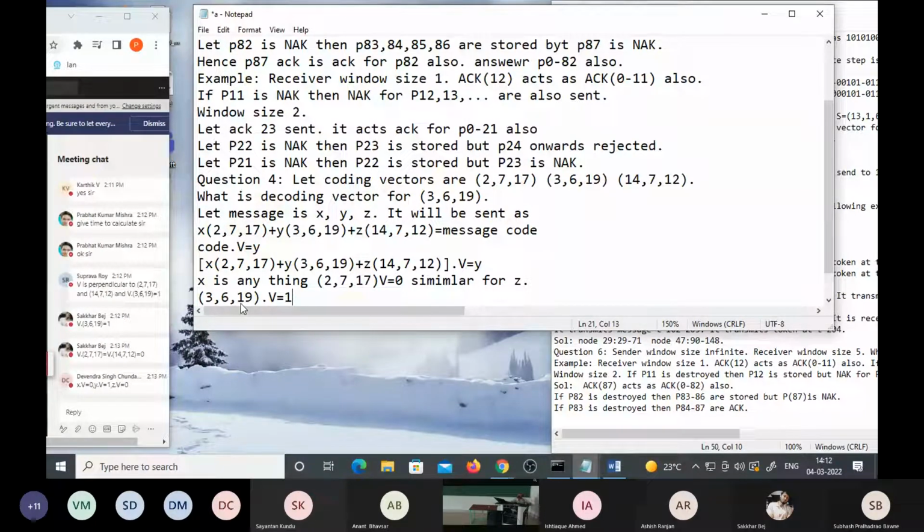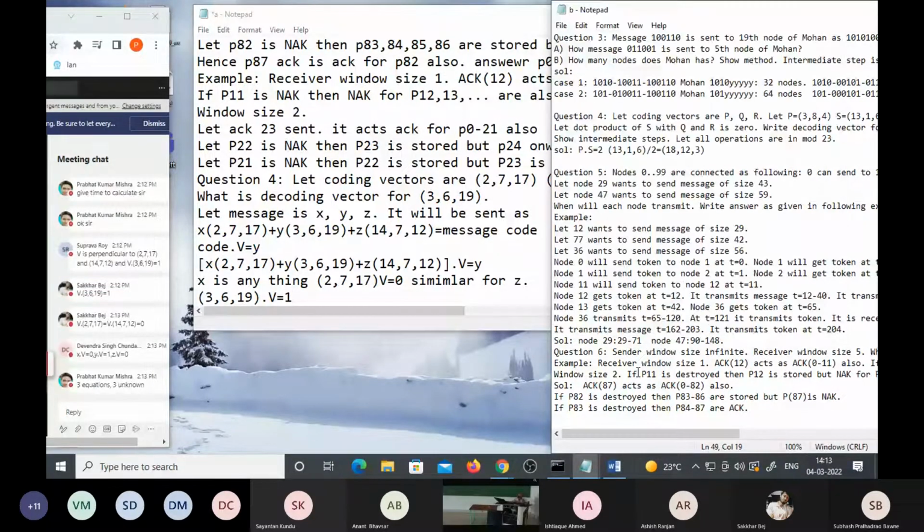Is it clear to you? Simple. And now what method of the dot product we are using, that may vary. But in general, this should hold. Is this all right to you? 3 equations, 3 unknowns, fully correct. So you can see this question.